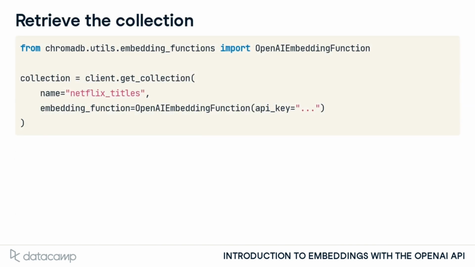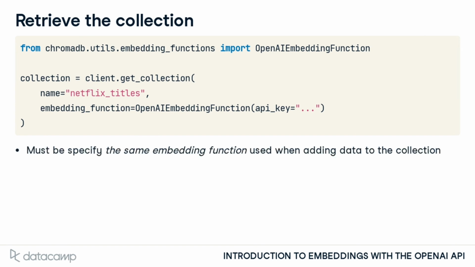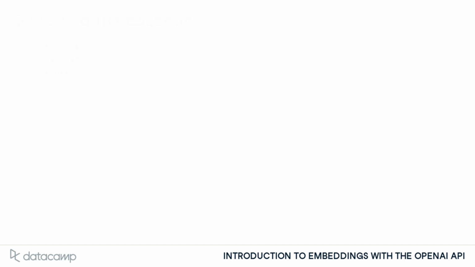First, we need to retrieve our collection, which we can do with client.get_collection, specifying the name of the collection to retrieve. Recall that when we created the collection, we specified the embedding function to use, and it's also really important to specify the same function when retrieving the collection. This way, Chroma will use the same embedding function to create the query vector.